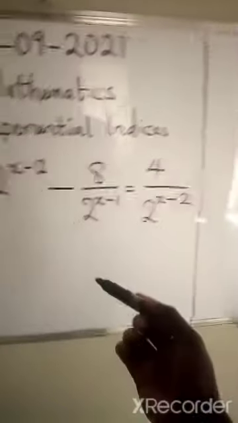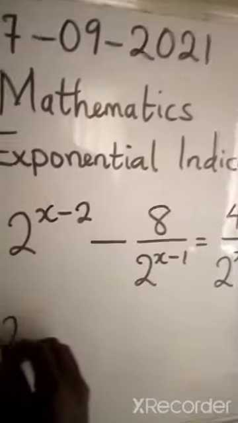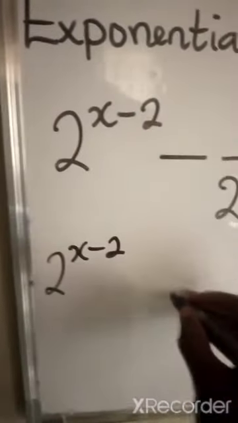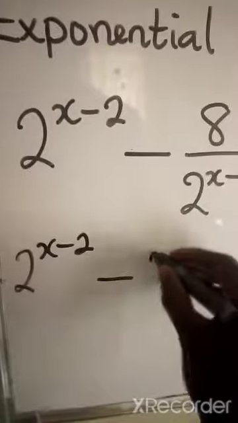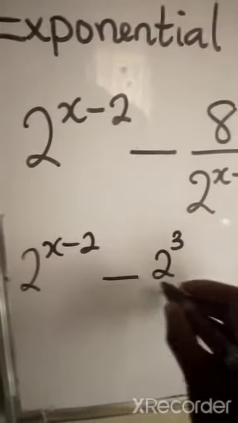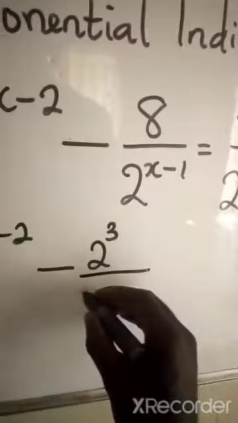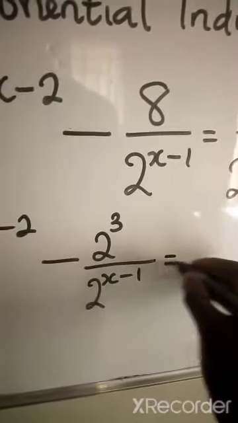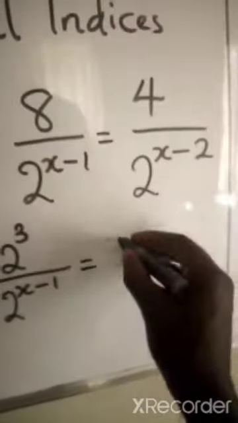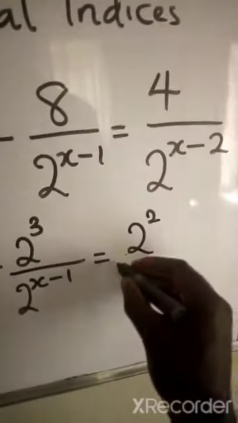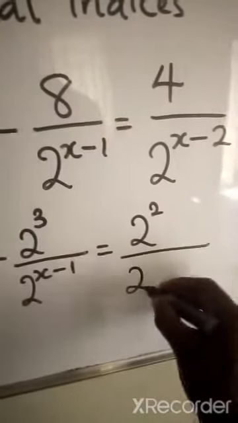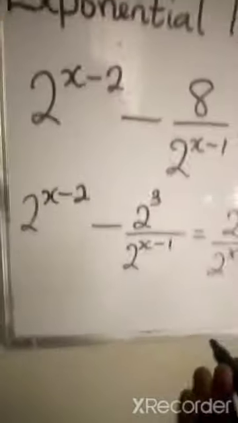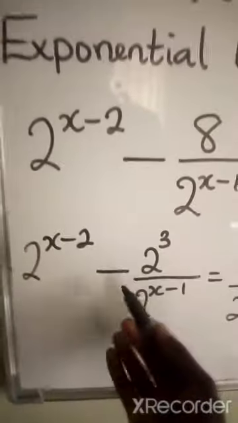And how do you do that? Now here we are going to have 2 to the power of x minus 2, and 8 is 2 raised to the power of 3, all over 2 raised to the power of x minus 1, is equal to 4, which is the same thing as 2 raised to the power of 2, all over 2 raised to the power of x minus 2. So now what I would advise you to do in a problem like this is to move this to the other side.